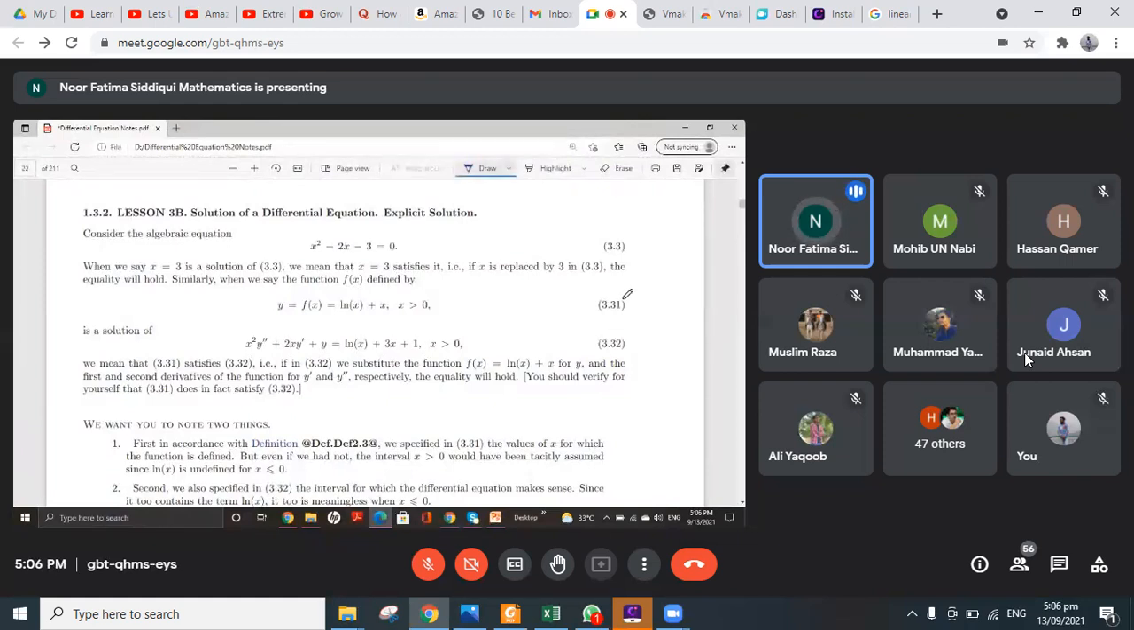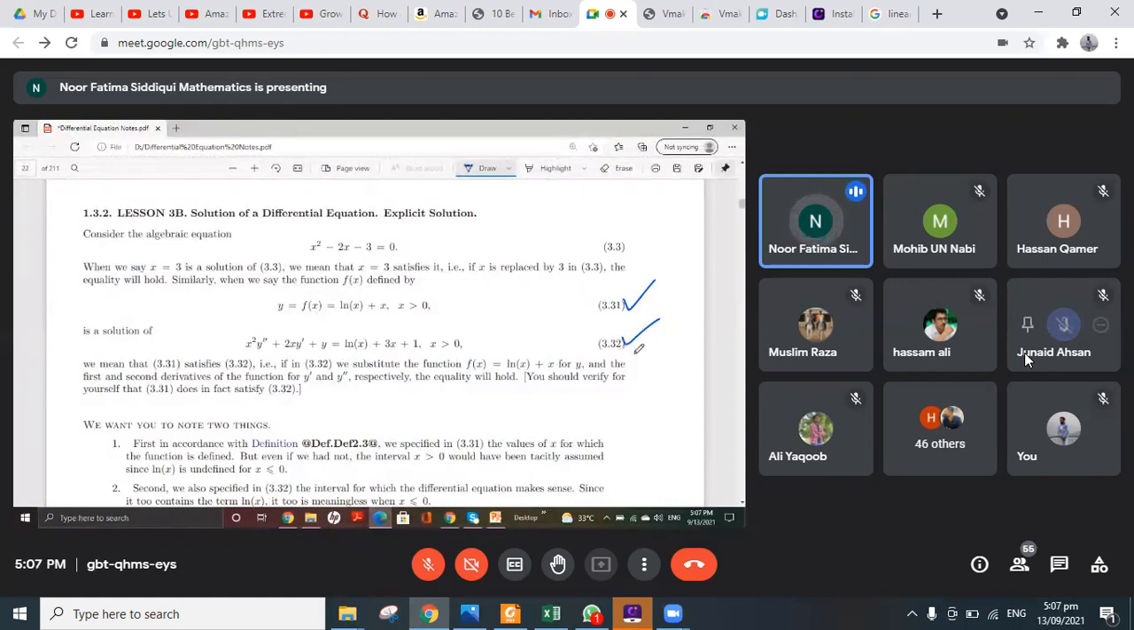What do you have to check? You have to check that the function given in 3.31 is the solution of differential equation 3.32 or not. If 3.31 is the solution of 3.32, it should satisfy this equation. Satisfy this equation means when I substitute 3.31 in 3.32, left hand side will be equal to right hand side.